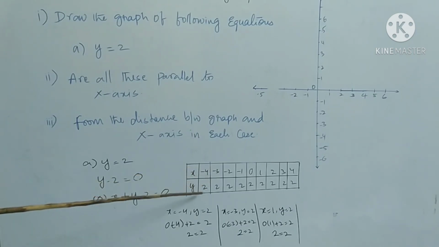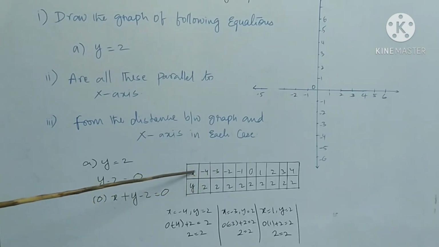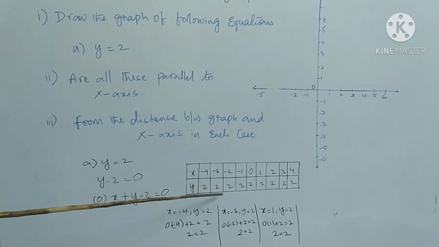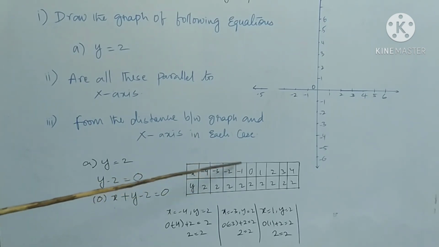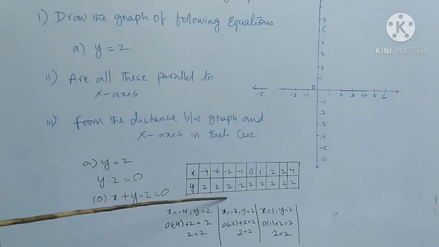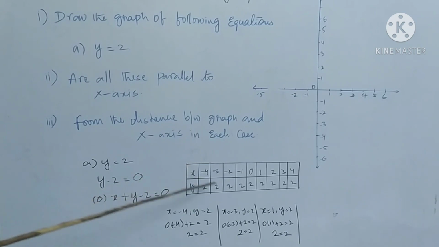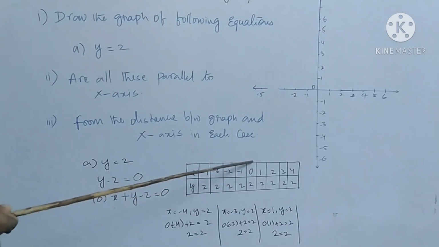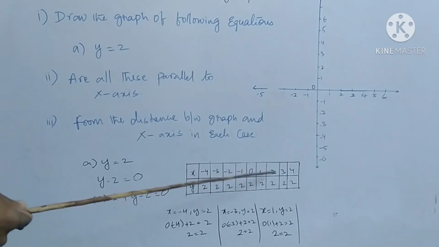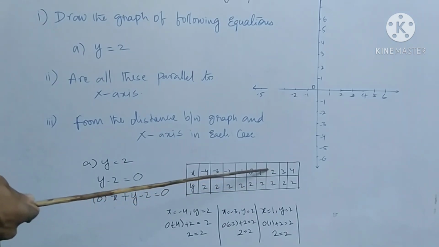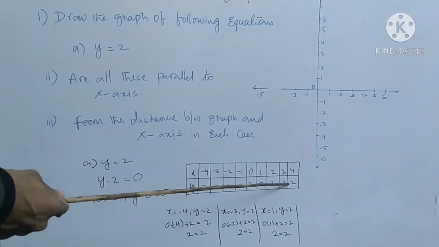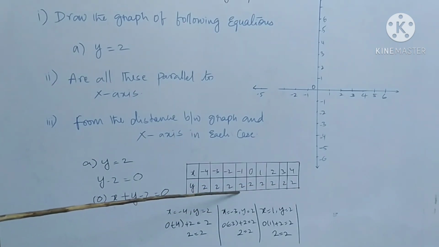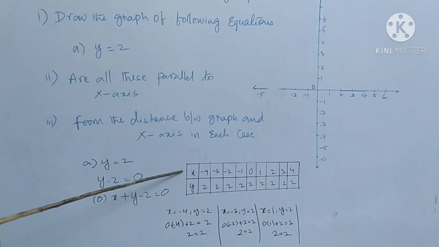When x is equal to minus 4, y is equal to 2. When x is minus 3, y is 2. When x is minus 2, y is also 2. When x is minus 1, y is also 2. When x is 0, y is 2. When x is 1, y is 2. 2, 2; 3, 2; 4, 2. Here the y value is always constant for different values of x.